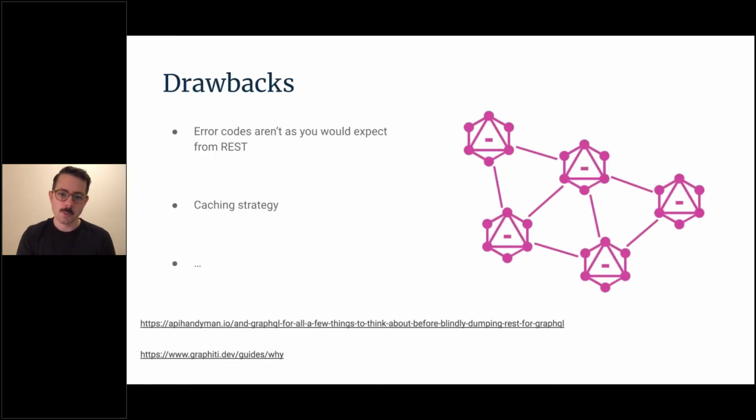Now, of course, there's always drawbacks, there's always downsides. These are things you should consider. I don't have too much time to go into these today, but the two that jump out to me, firstly, it's a different way of doing things from REST. So you might expect error codes from using HTTP from REST. You need to actually look at the result, because GraphQL endpoints will always return a 200 code.